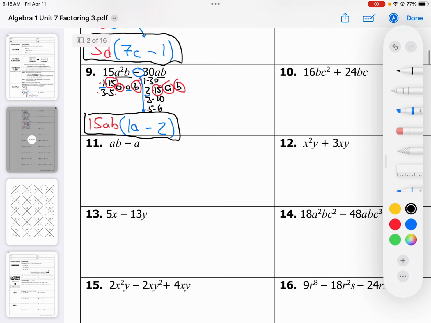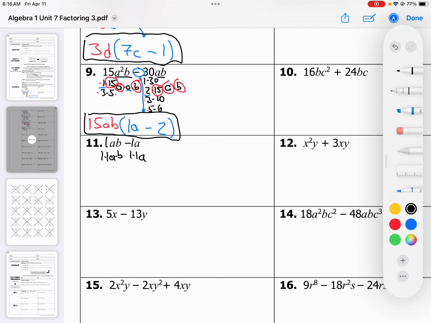Okay, number 11. This is ab minus a. Remember, whenever there's not a number in front of our term, this would be a 1. So it would be 1ab minus 1a. 1 is 1 times 1, so both of these would have 1 times 1. And ab would be a times b. This a would just be a.